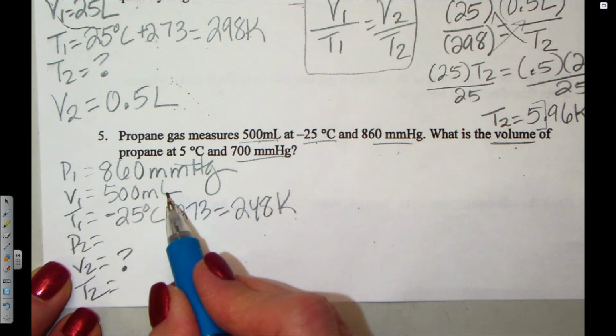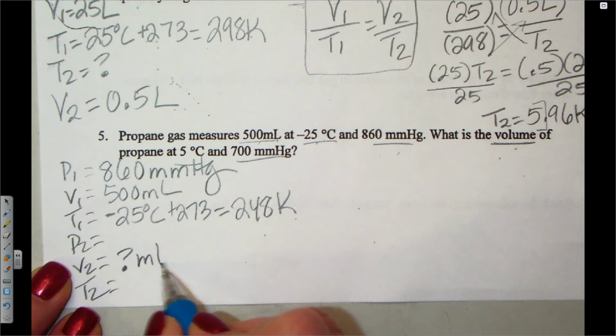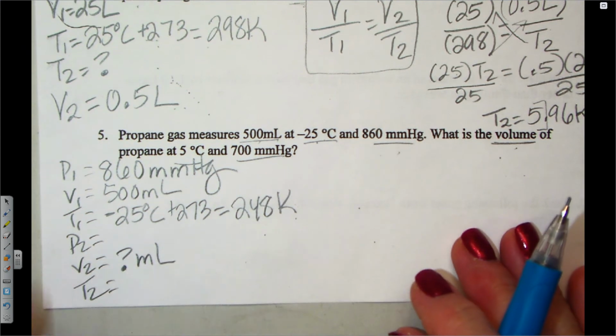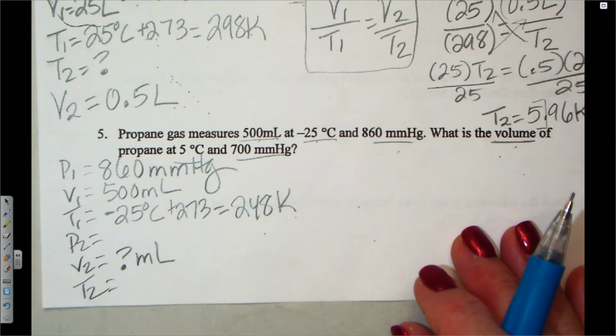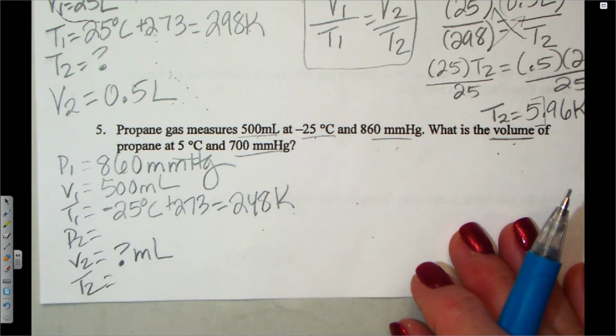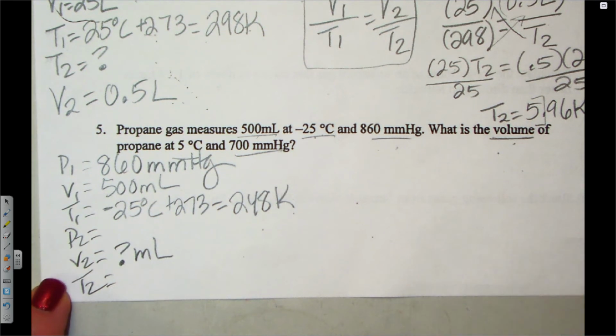Since your V1 is in milliliters, that means your V2 is in milliliters. There's no reason to convert it. Now, if you were to convert it to liters in the end, that's fine. I would still grade it and I would count that right, but I'm just trying to do this the most efficient way, so you don't have to go to liters unless it's the ideal gas law.